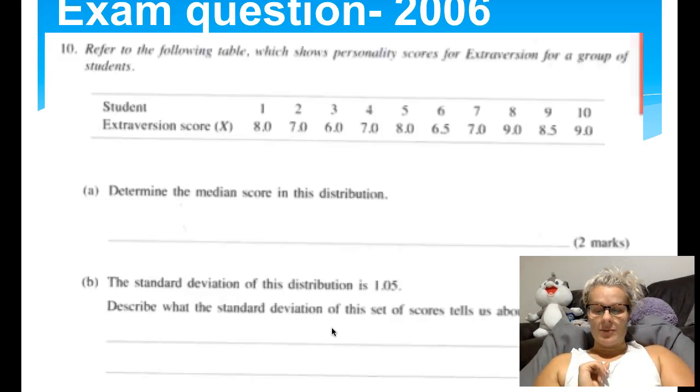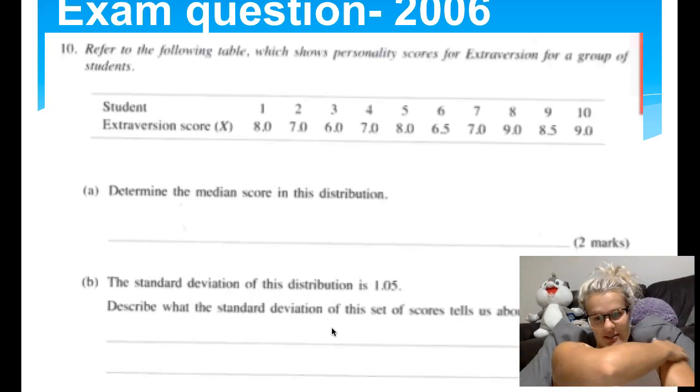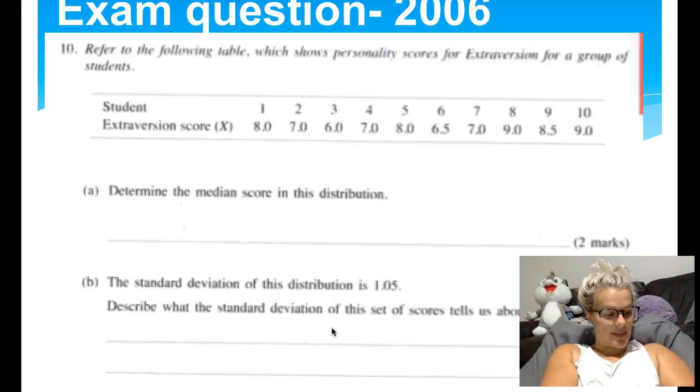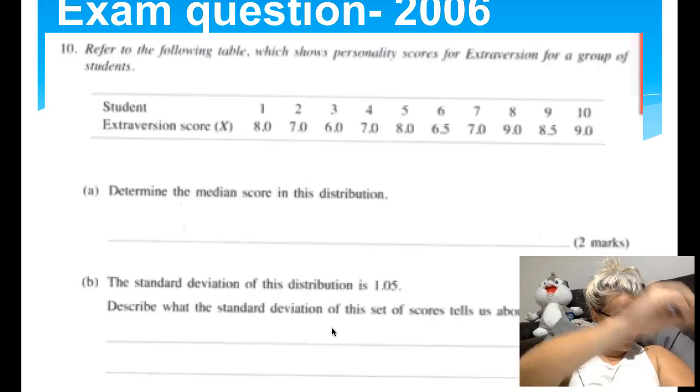So here is an example for you. So these ones are always going to be a little bit harder because you've got to arrange them. So I'll give you a little bit of time to do that.